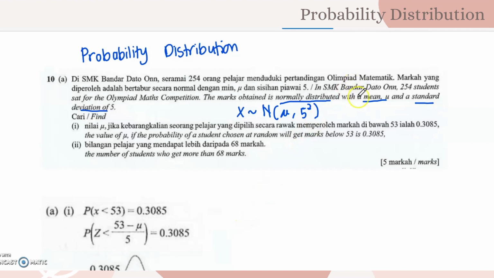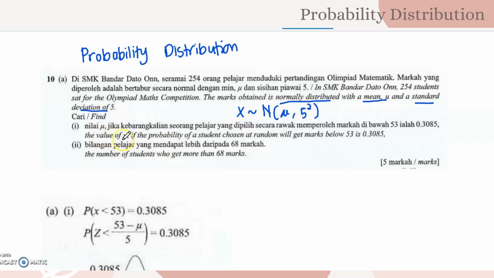In SMK Bandar Dato' On, 254 students sat for the Olympiad Maths competition. The marks obtained are normally distributed with a mean of μ and a standard deviation of 5. So we can write the parameter for the normal distribution here, which is N. We put the mean and also the variance. Since the information given is the standard deviation, when we write the parameter, make sure that we write it in the form of variance.